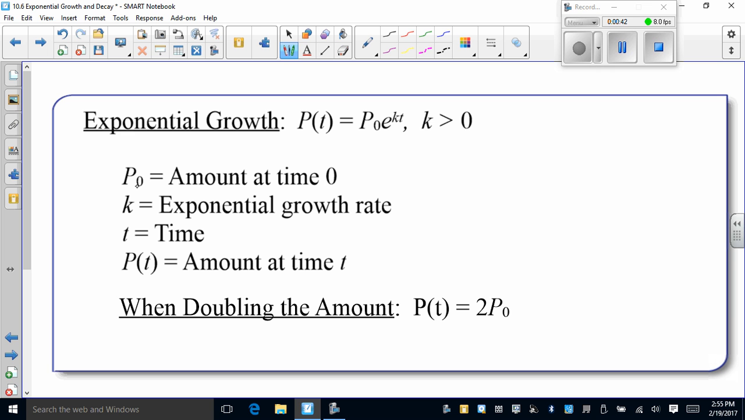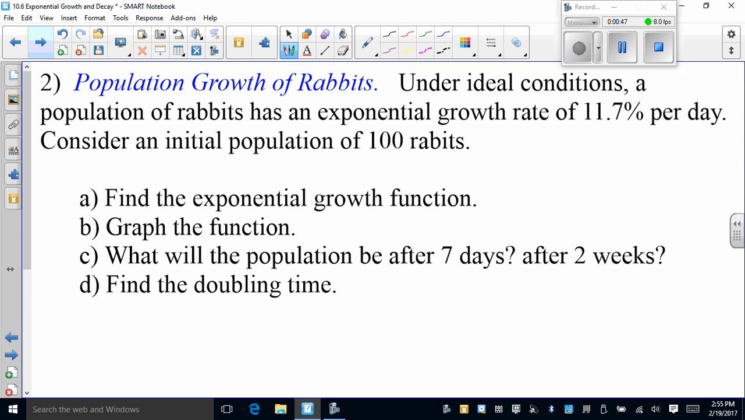So this one here, they give you the population growth of rabbits under ideal conditions. A population of rabbits has an exponential growth rate of 11.7% per day. That's a big growth rate. Consider an initial population of 100 rabbits. Find the exponential growth function. Okay, so remember that this is P of t equals P sub naught e to the kt power.